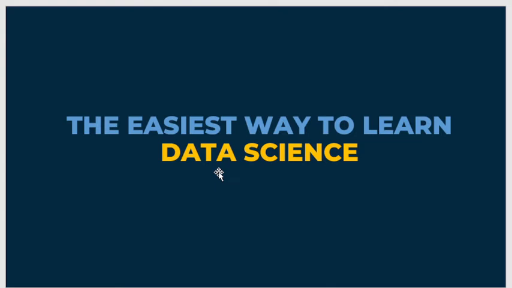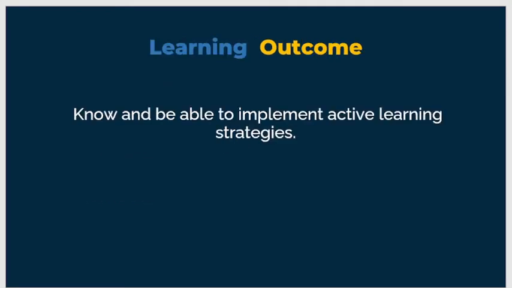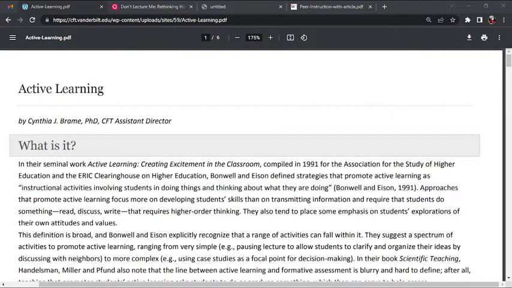So let me show you one of the best ways, if not the easiest way, to learn programming. Therefore, we are going to look at and define what active learning is. And as an example of active learning, we are going to look at peer instruction and at least understand what peer instruction is. At the end of this study, you should be able to know and implement active learning strategies. So what is active learning?